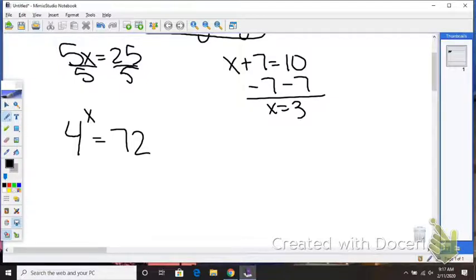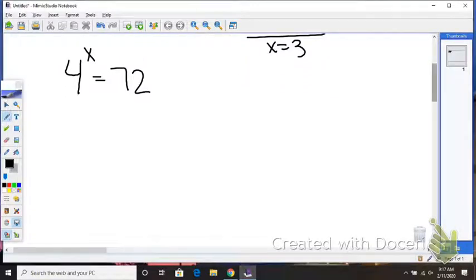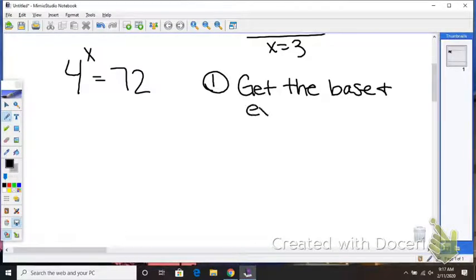So step 1, I'm going to give you the steps even though this one doesn't take step 1. Step 1 is get the base and exponent by itself. So you want the base and exponent to be all by itself. In this case, step 1 is already done for us. So here's my base 4. Here's my exponent x. The base and exponent is already by itself. So I've done step 1.